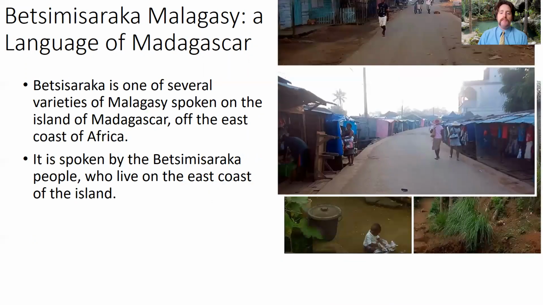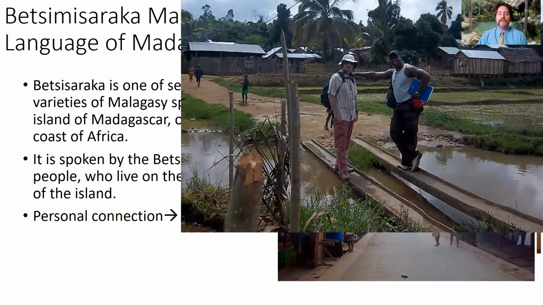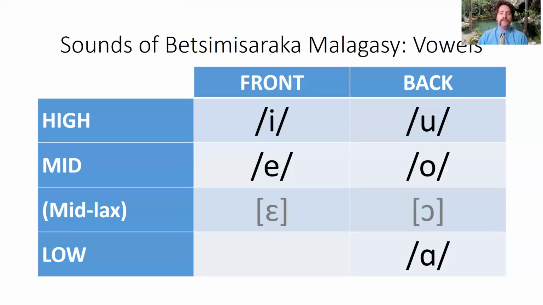Here you can see some pictures I took when I was there, and that's my personal connection to the languages. I was there studying the language, gathering some of the data I'll talk about today. Specifically today, I'm going to talk about Betsimisaraka phonology. We'll talk about the sound inventory. We'll focus on the alveolar affricates, ts and dz, and then we'll look at those affricates in a fortition process and compare that to English.